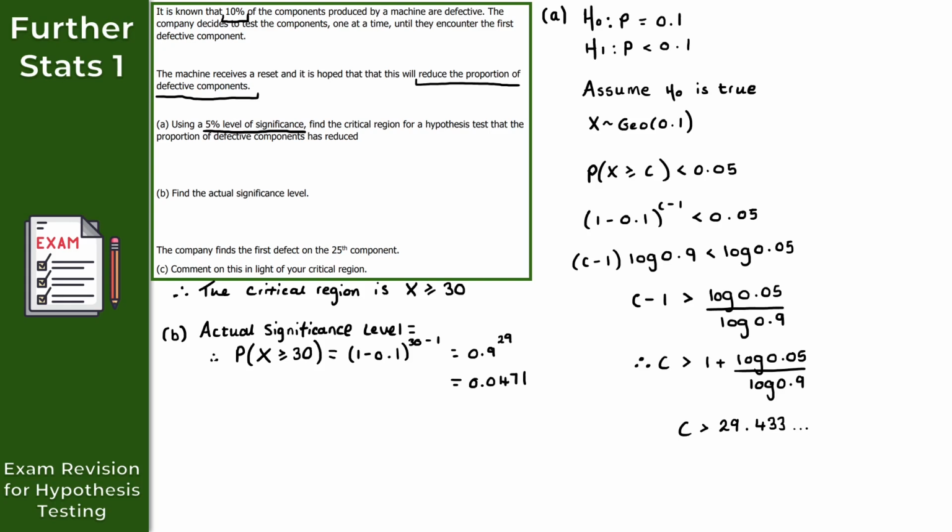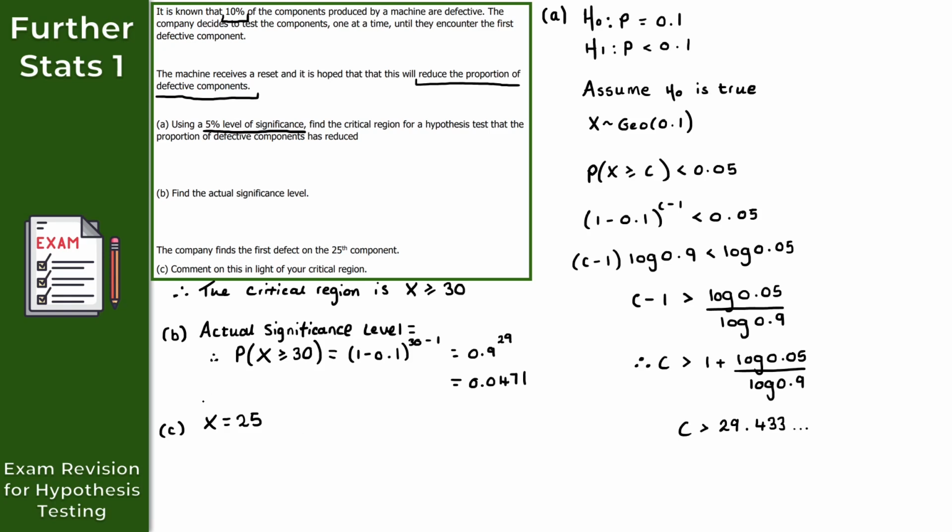And then we arrive at the very last part here, part C. So before we get to part C, then it says the company finds that the first defect is on the 25th component. So for part C, then it says comment on this in light of your critical region. So for part C then, what we're told here is the observed value is x equals 25.